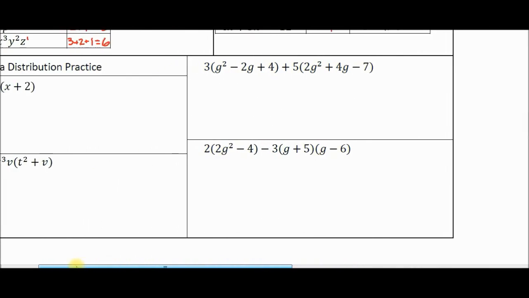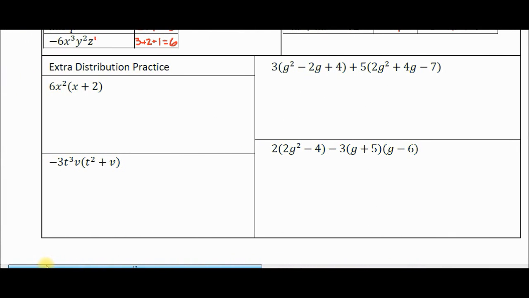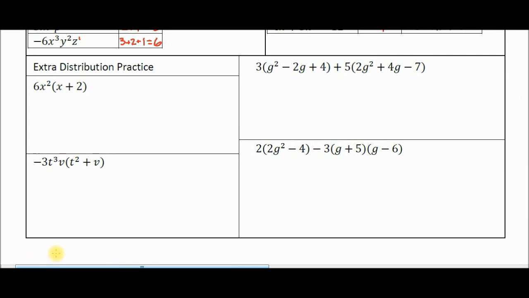I want to do a little more practice with you on distribution. There's some examples that I really didn't cover in the rest of the flip book, and I just want to make sure you're aware of how to deal with them. Interesting situations, you won't see them very much in this class, but what if we have 6x squared, there's our monomial, and here is our binomial? Well, same rules of distribution apply.